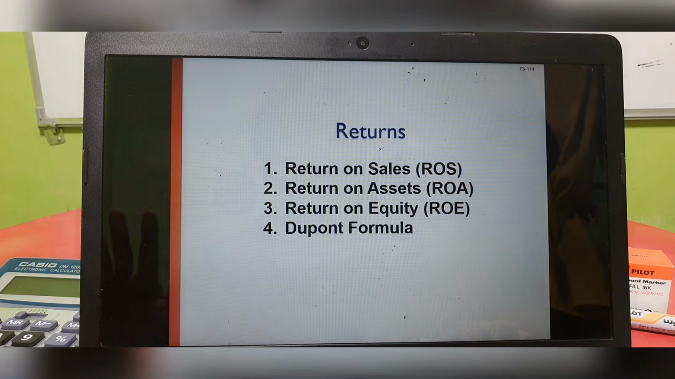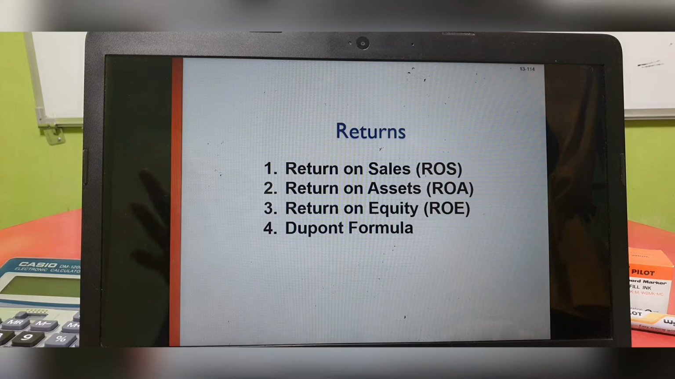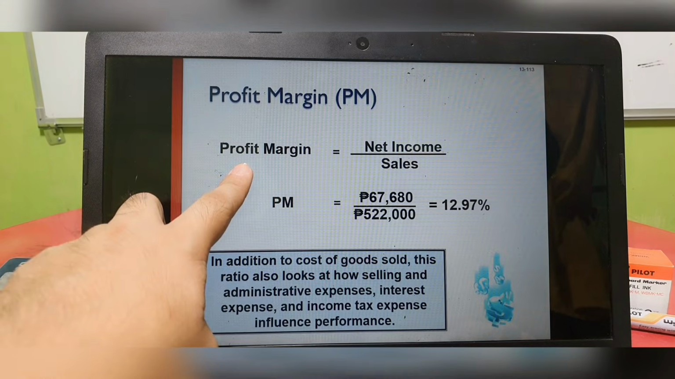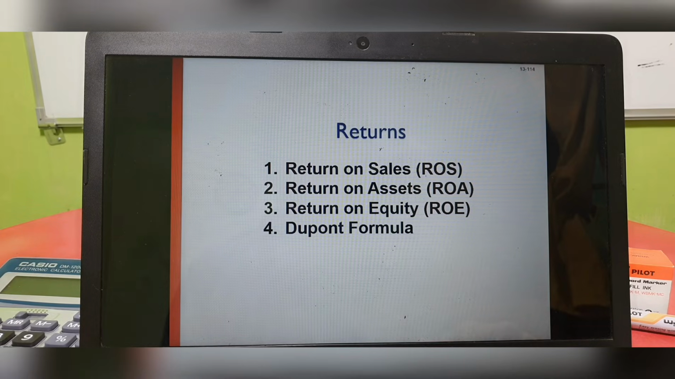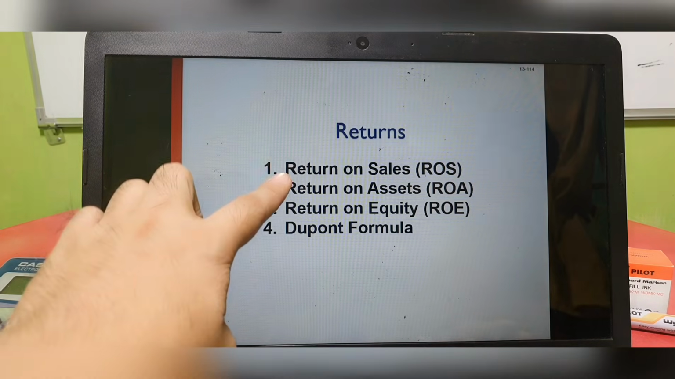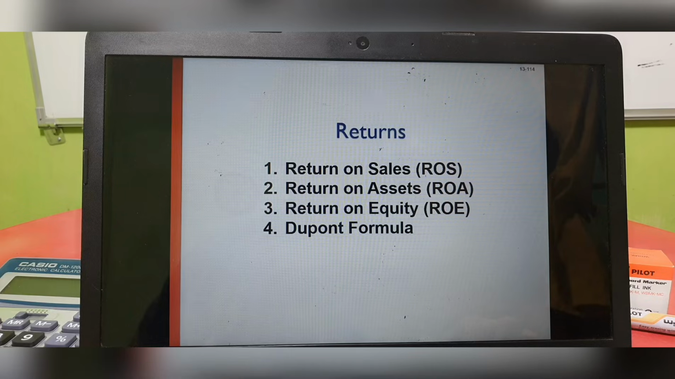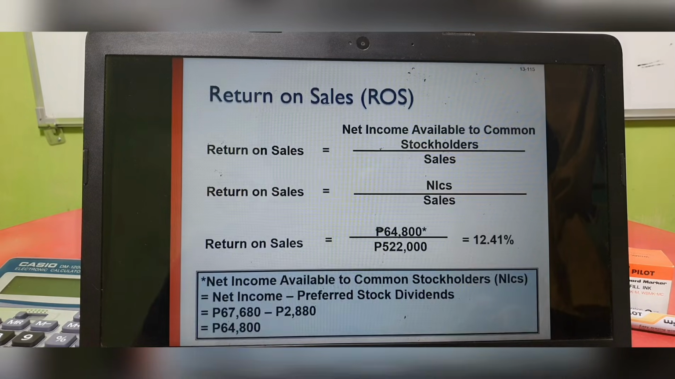Why? Kasi kapag ang isang company ay may preferred stocks at saka common stocks, magkakaiba po ang ating net income na ginagamit sa profit margin at net income na ginagamit sa return. In what way? Because we have to deduct the preferred stock dividends to arrive at the net income available to common stockholders. Ito po yan.